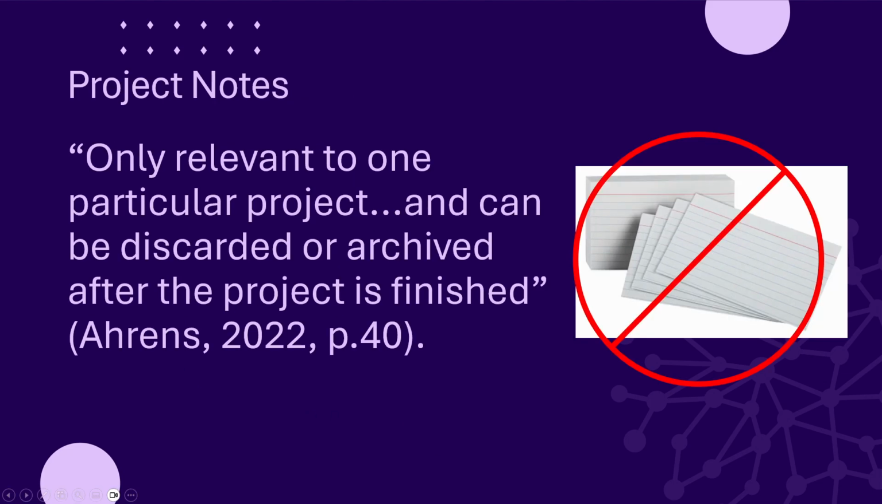The third type of notes he talks about are project notes, notes that are only relevant to one particular project and can be discarded or archived after the project is finished. Okay, this is confusing. So now we've got fleeting notes, which I get, right? They're Post-it notes, they're disposable. But then you have permanent notes and project notes.